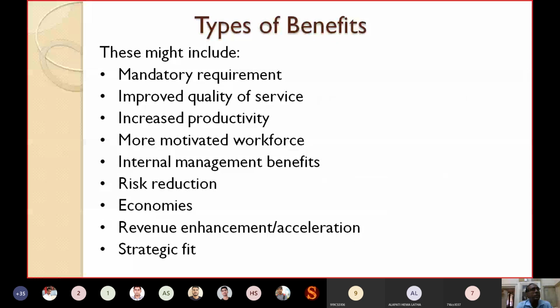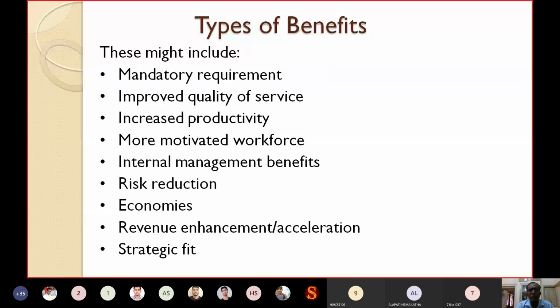Let's quickly have a look at the different types of benefits. These are the different types of benefits, like mandatory requirement or mandatory compliance, because these benefits are a mandatory requirement of compliance. Some things which are absolutely necessary. Then improved quality of service. Another thing, you are providing some service, how that quality of the service can be improved.